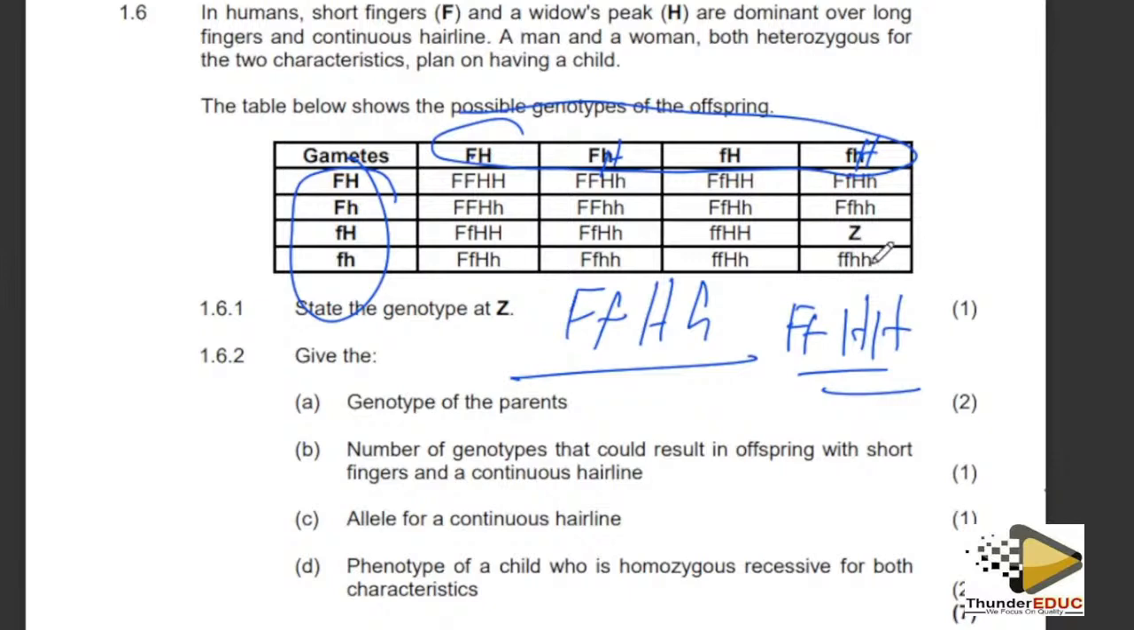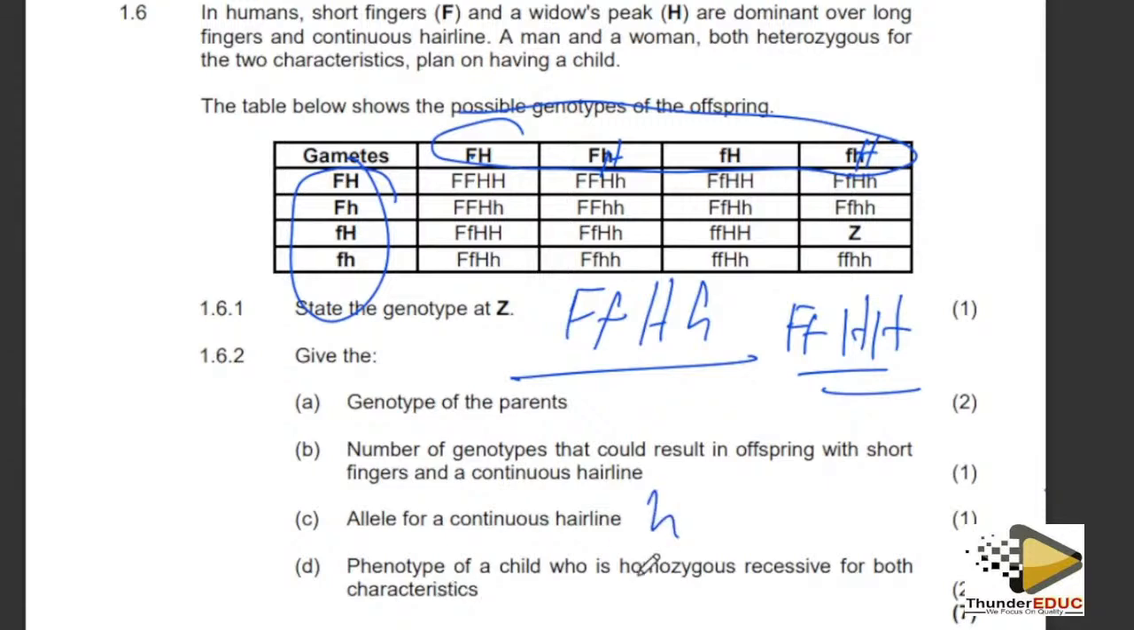Because it's recessive, I need to have the small h. As long as I have capital H, is 1, is 2, is 1, is 2, yours, and then yes, is 3. So they are 3. And then the allele for continuous hairline, allele, not genotype, so it's going to be small h.